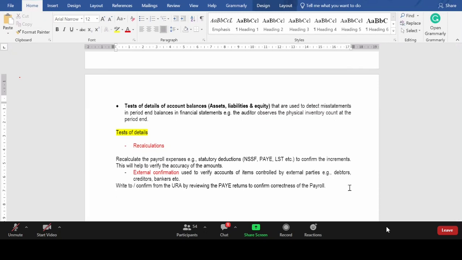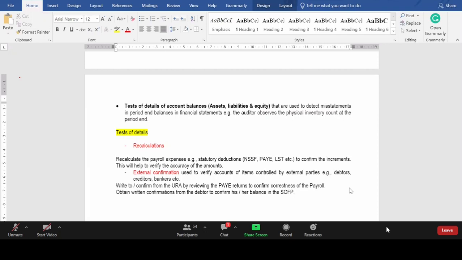But you also, there can be debtors. If you're auditing debtors, you're going to write to the receivables, or you can just say obtain written confirmations from the debtors, confirm his or her balance in the statement of financial position. You get it.